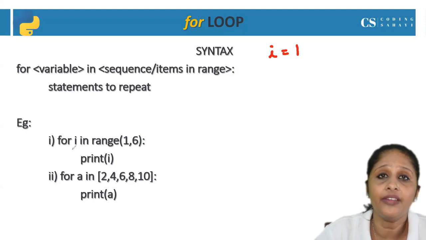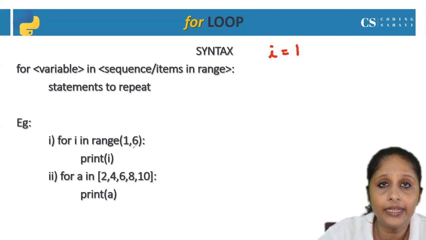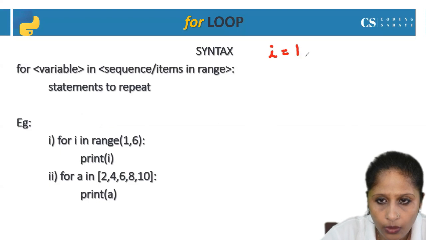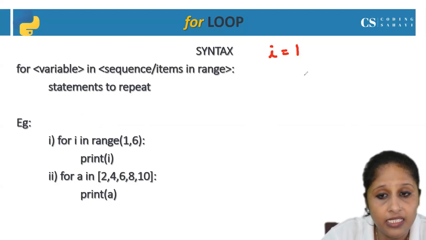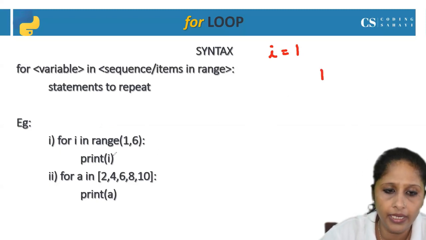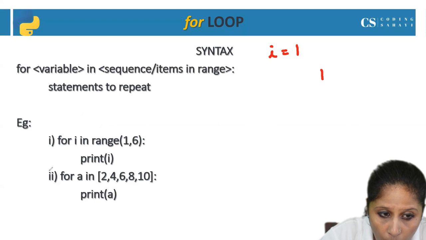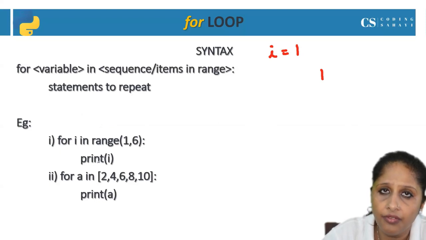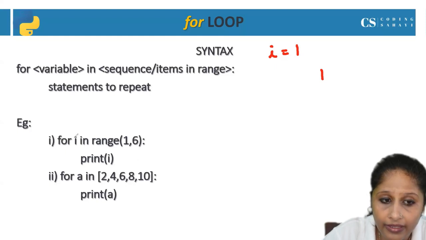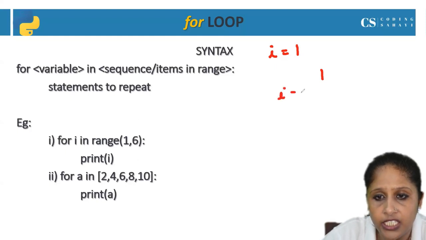Whenever the value of I is greater than or equal to 6, then it will come out of the loop. So first, when I equals 1, it goes inside this loop and it prints the value of I. What is the value of I? It is 1. So 1 will be printed. After that, it is not going to the next line. Here we have only one line after this for loop. So here again it goes back and the value of I will be changed to 2.